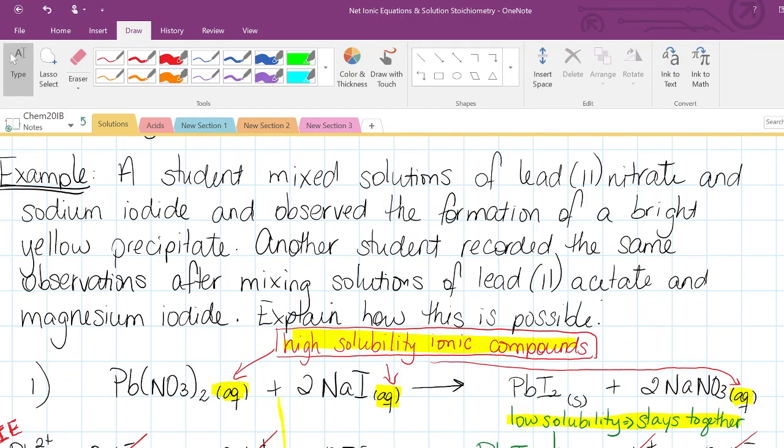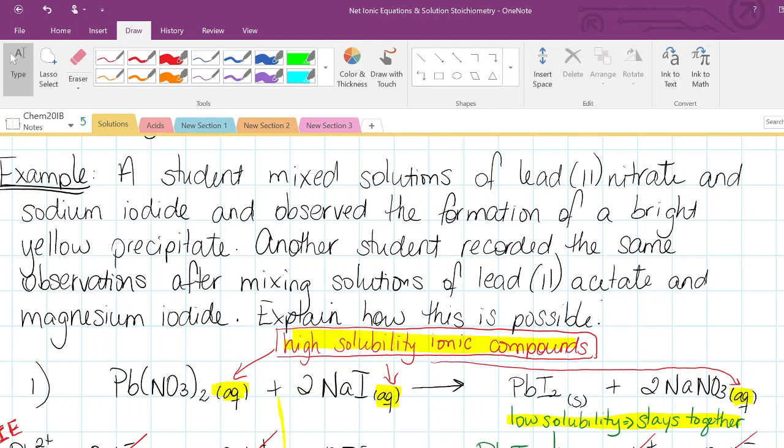It says a student mixes a solution of lead 2 nitrate and sodium iodide, and they observe the formation of a bright yellow precipitate. Another student recorded the same observations after mixing lead 2 acetate and magnesium iodide.